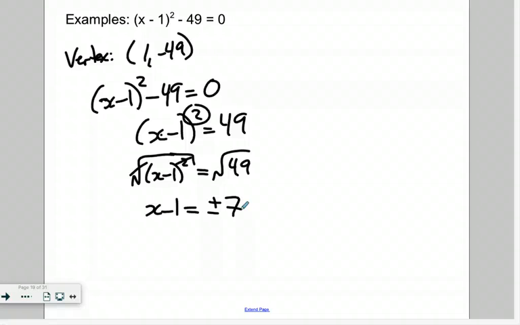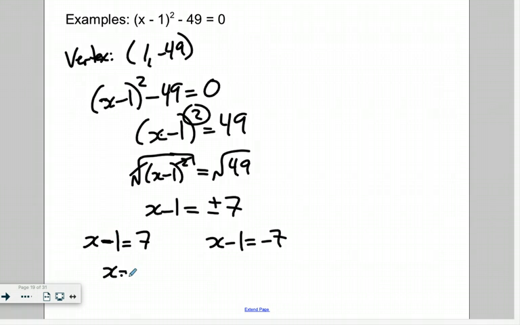That now gives rise to two separate equations where x minus 1 is equal to 7 or x minus 1 is equal to negative 7. Sorry, I said x plus when I should have said x minus over here. All right, so then we're just adding 1 to both sides to get x by itself.